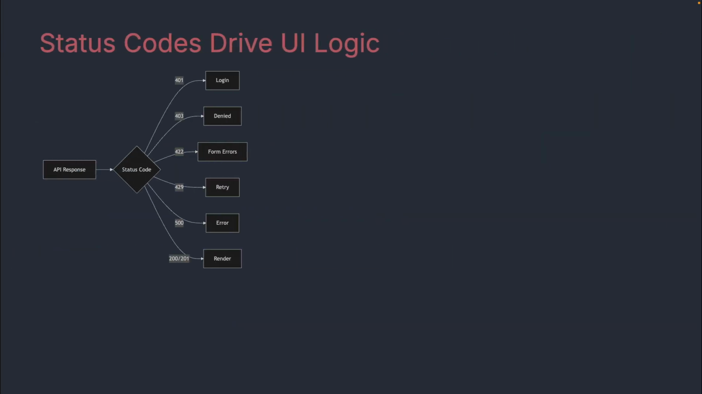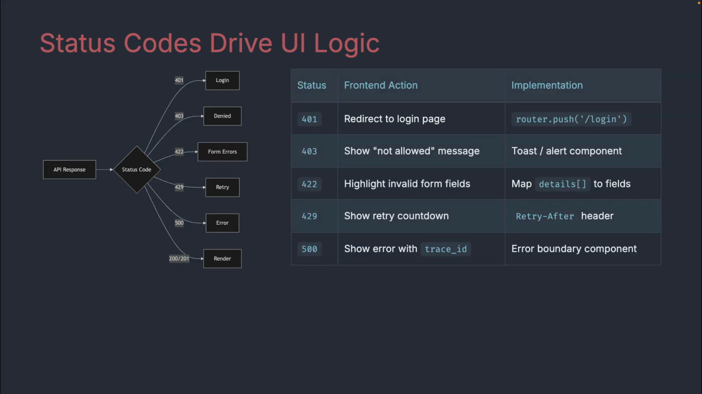Status code drives UI logic, so we need to be aware of that. If you have a 401 error, you need to send the person to login. You have a 403, you deny that person. You have a 422, you have a form error, and you can probably match those form errors with red or something, and go on, right?